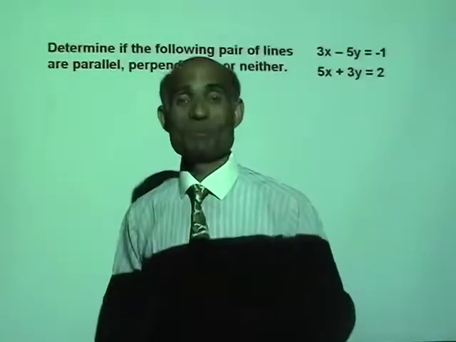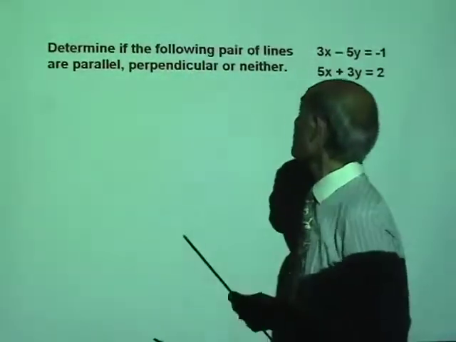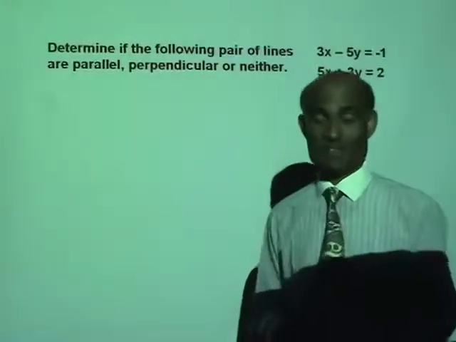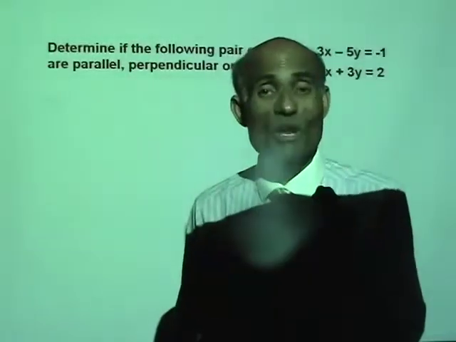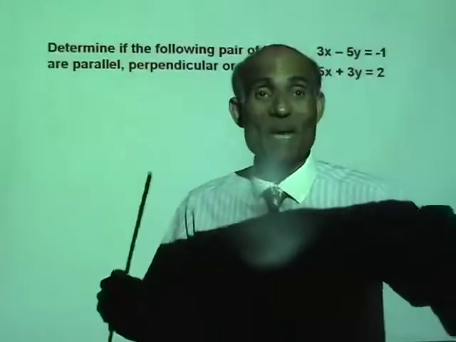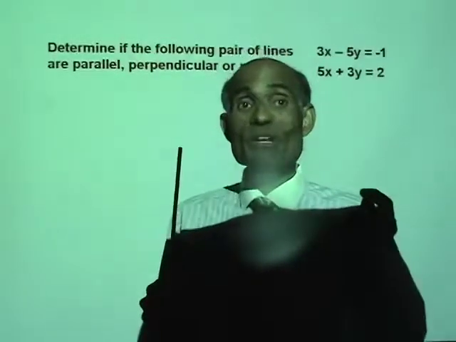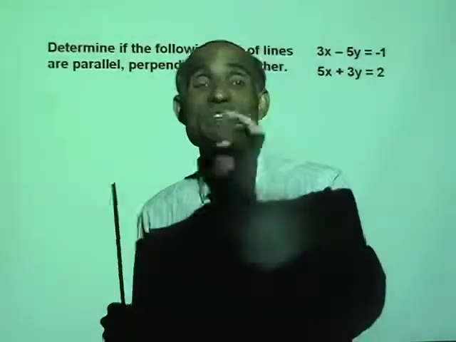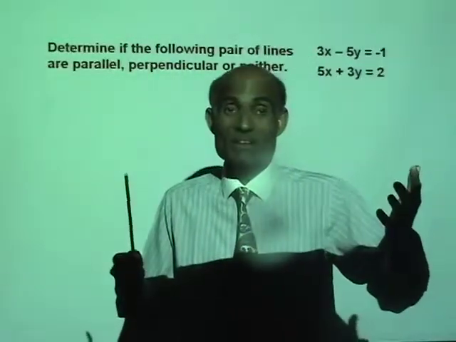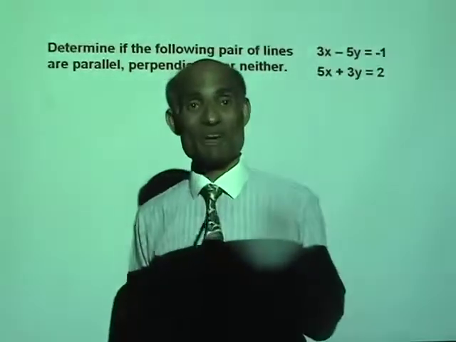Let's do one more problem before we close this lesson. Determine if the following pair of lines are parallel, perpendicular, or neither. Now, how do you know if two lines are parallel? If two lines are parallel, their slopes will be the same. If two lines are perpendicular, then the product of their slopes will be -1. If none of these conditions are satisfied, then they will neither be parallel nor be perpendicular.